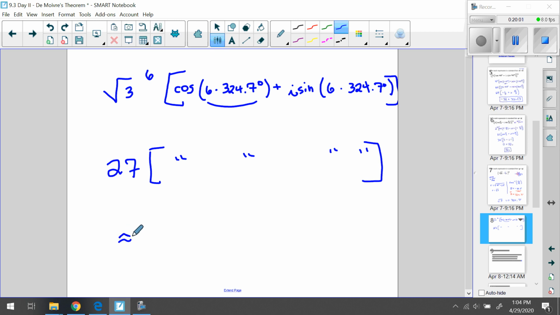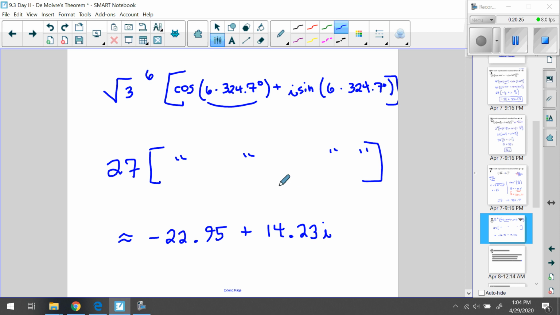And so that gave me negative 22.95. And then I did the same thing with the second part. I found the sine of this product here, and then multiplied that by 27, and I got plus 14.23 i. And don't forget your i there.